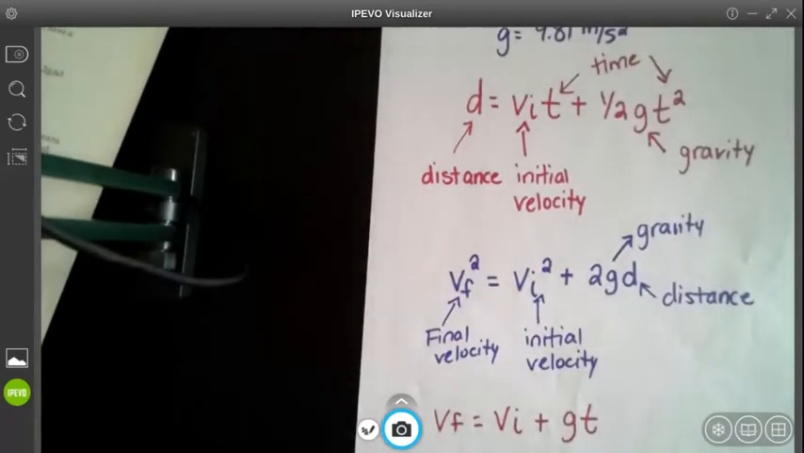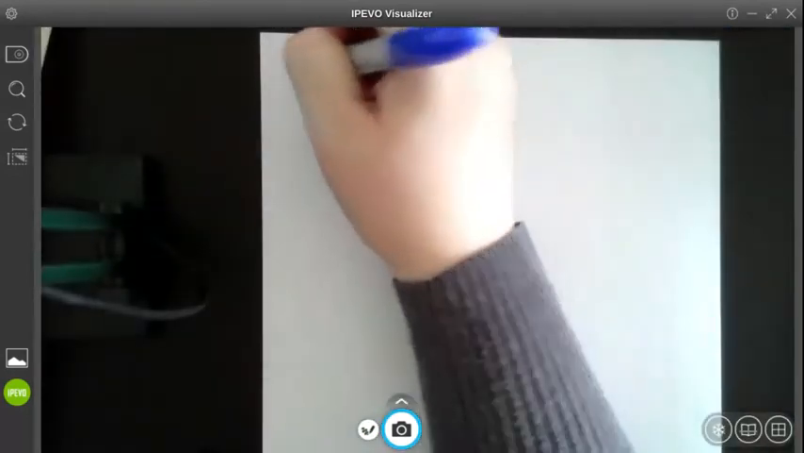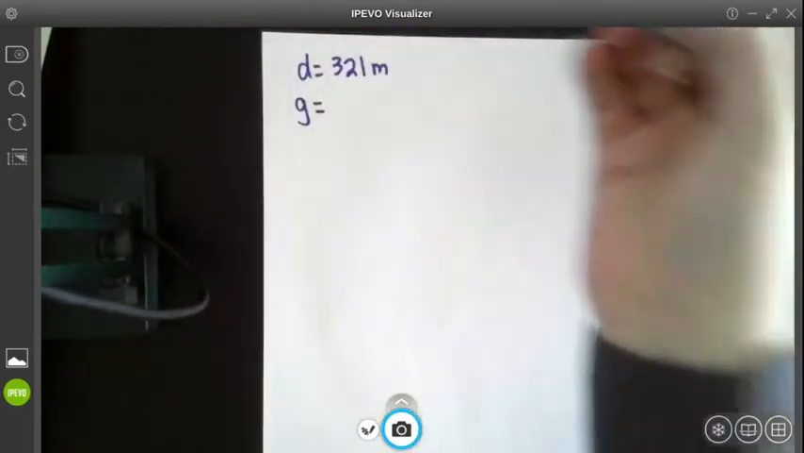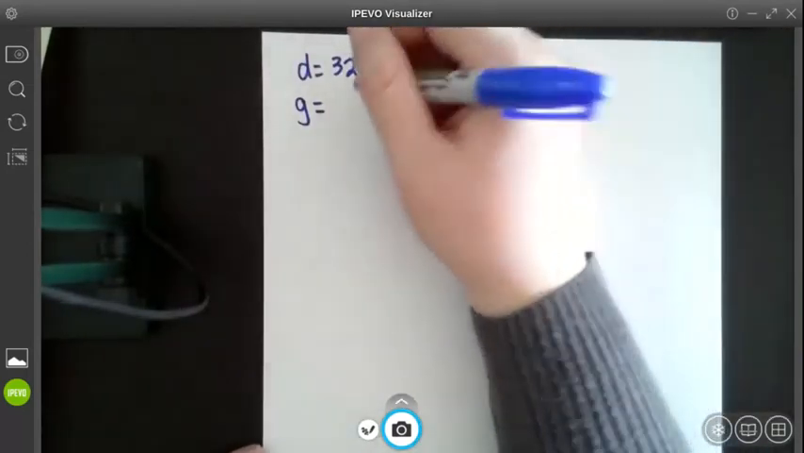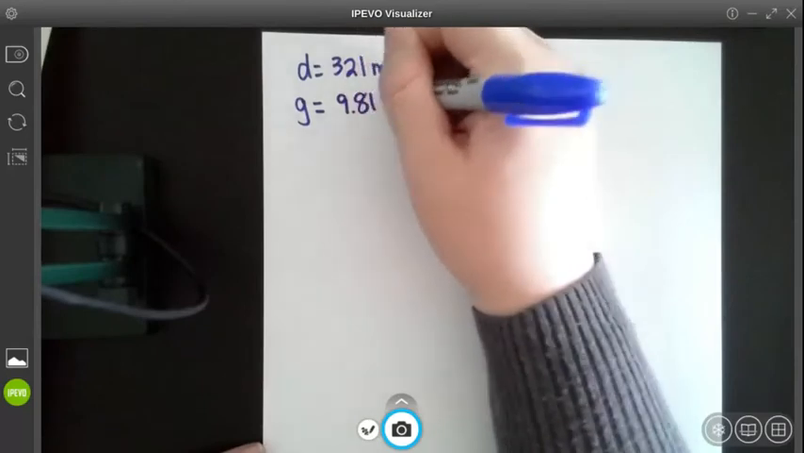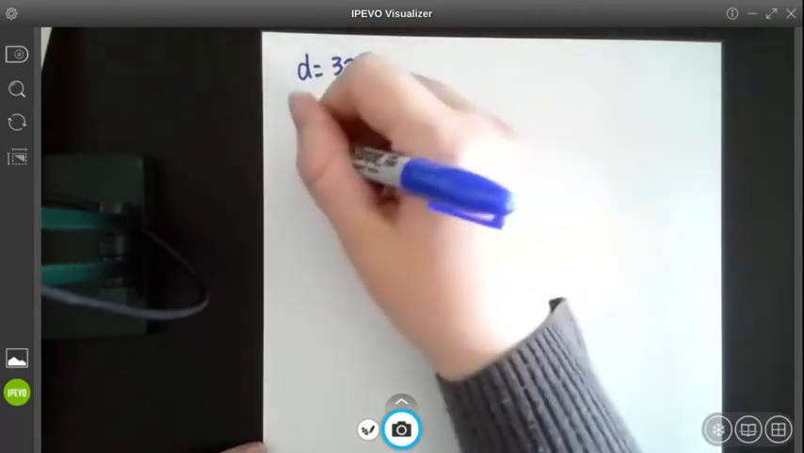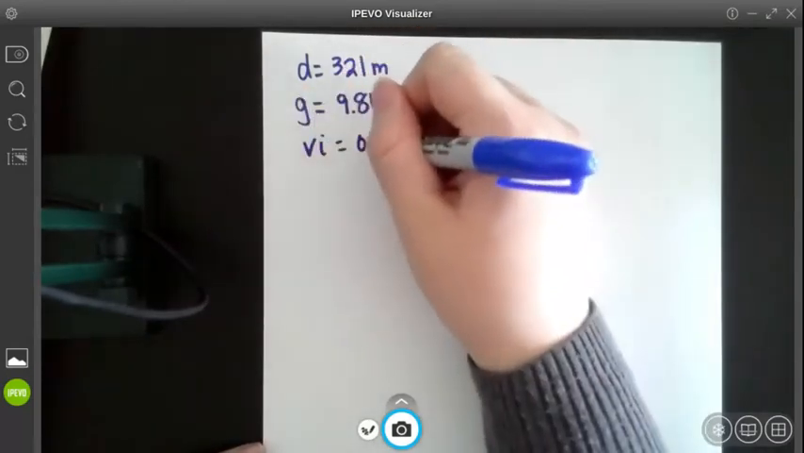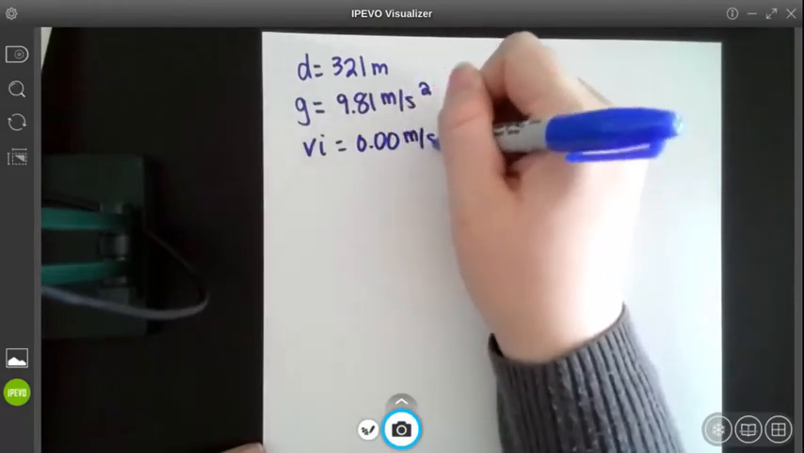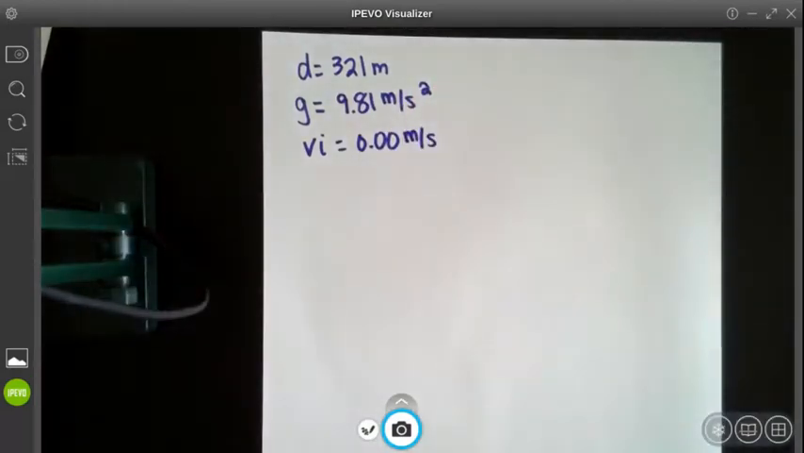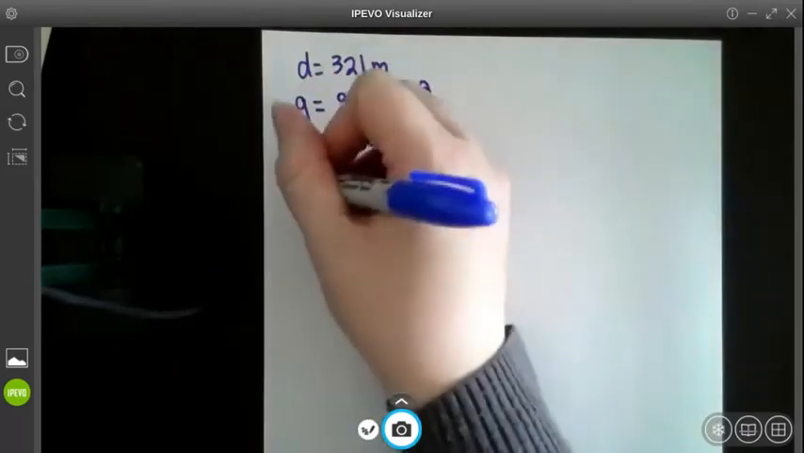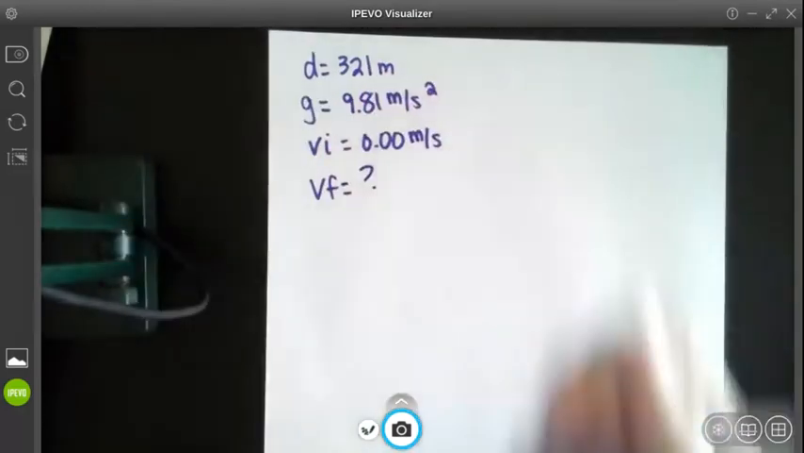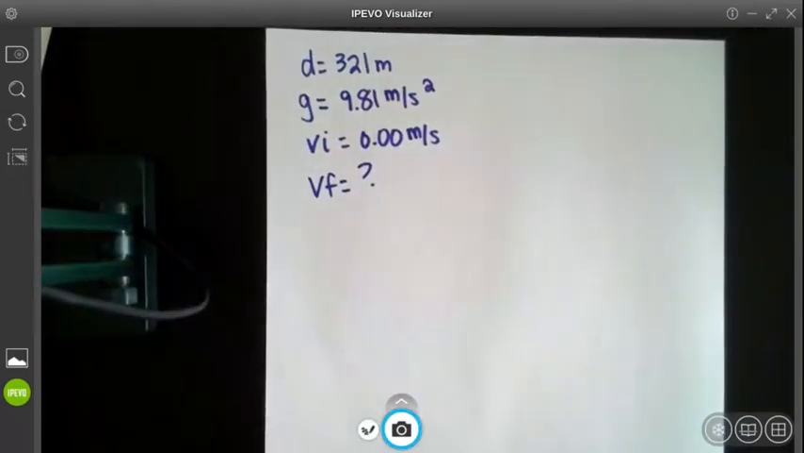So the first thing we need to do is determine what is our given. So we have a distance, which is 321 meters. We're going to have gravity on all of these free fall problems, 9.81 meters per second squared. VI is actually going to be 0 for this problem because her shoe is on her foot, so it is not moving, and that's where it starts. And what we're trying to find is how fast it's moving as it falls.